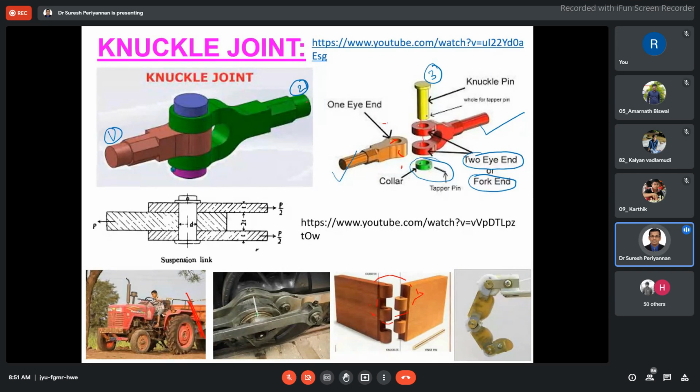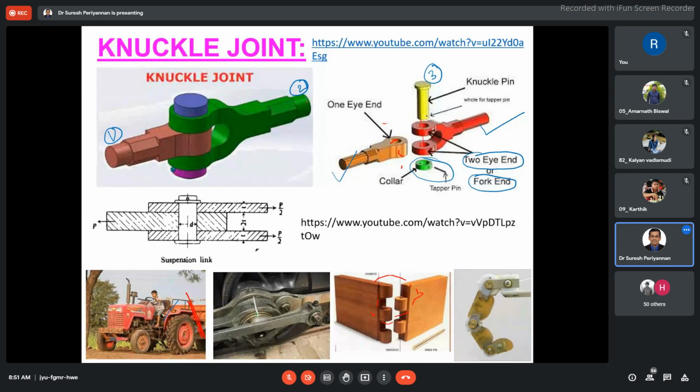Now, there are many places where we use it, for example tractors and some cycle chains. We are using this knuckle joint, and I will show you some videos of these applications. The applications are the joint between tie bars and trusses, the joint between links and suspension bridges, and the valve mechanism of a reciprocating engine. And the joint between links, for example a bicycle chain, uses this joint.